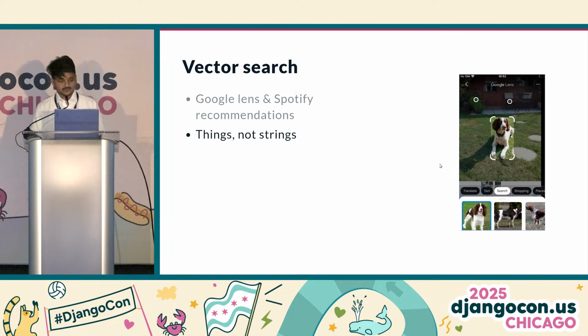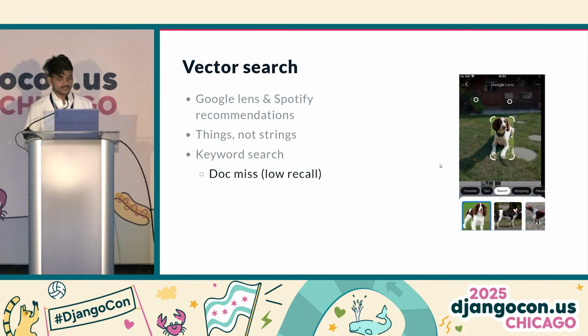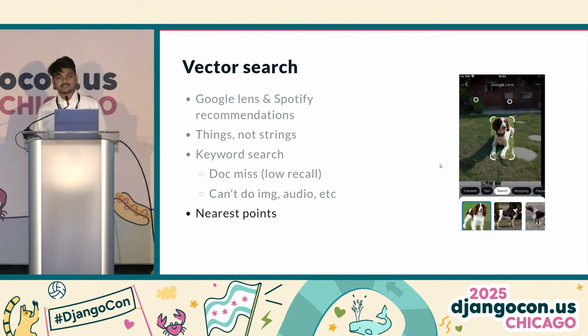And the whole point is that humans think in terms of things, not strings, right? While keyword search has low recall. That's what you call it in the information retrieval space. It misses documents, and it cannot obviously do audio and images as I have described previously. And once you have this n-dimensional plane and all these numbers, you can just find the nearest vector, and it's going to give you the relevant documents that are going to match. So it's all about finding the nearest points, but there's more to it. I'm going to talk about it a bit later.